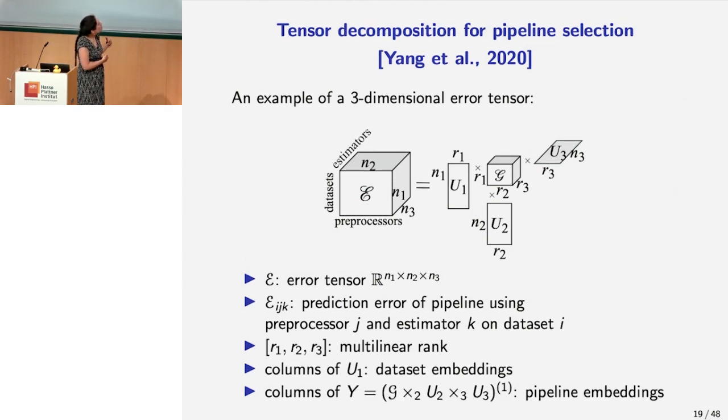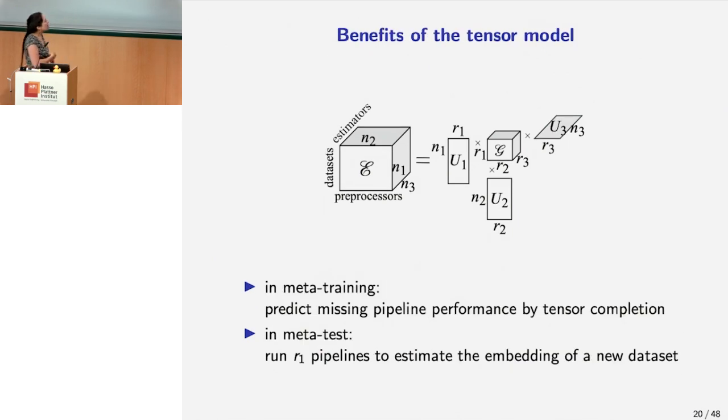Okay, I can also vec all this out according to some tensor algebra in order to get embeddings of the entire pipeline. So how do I generalize OBO to this setting? Well, in meta-training, I'm going to predict the missing pipeline performance by tensor completion in order to estimate this factored model on the right. And in meta-test, I'm going to run just R1 pipelines, and I get to control R1, to estimate the embedding of a new data set.